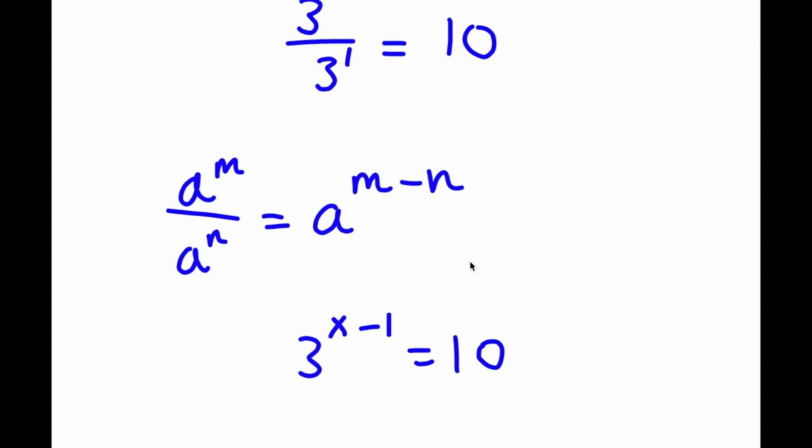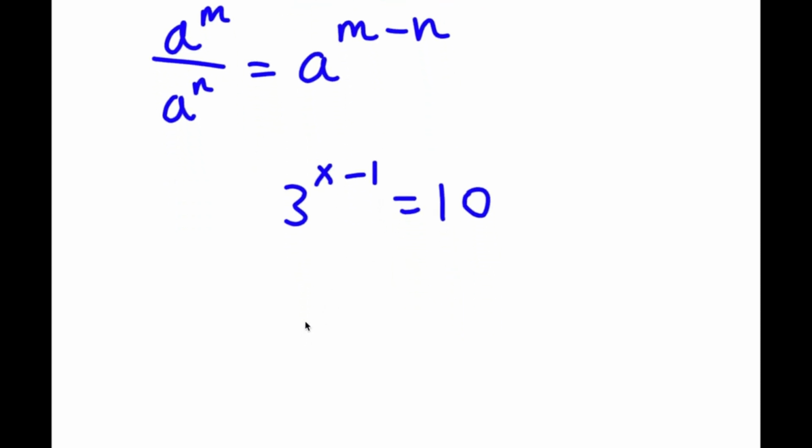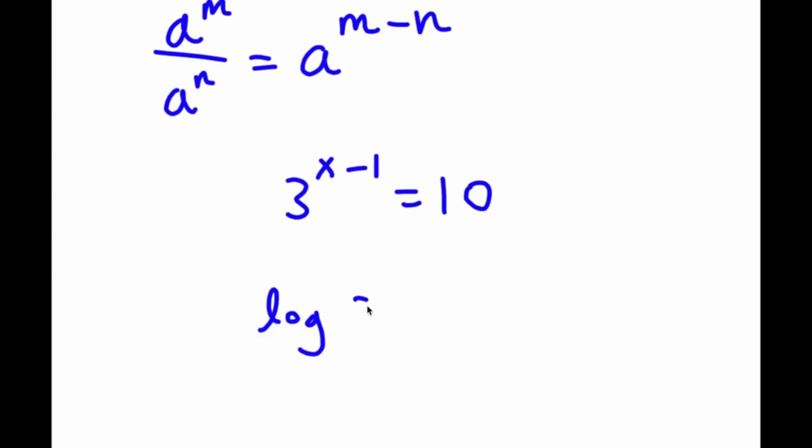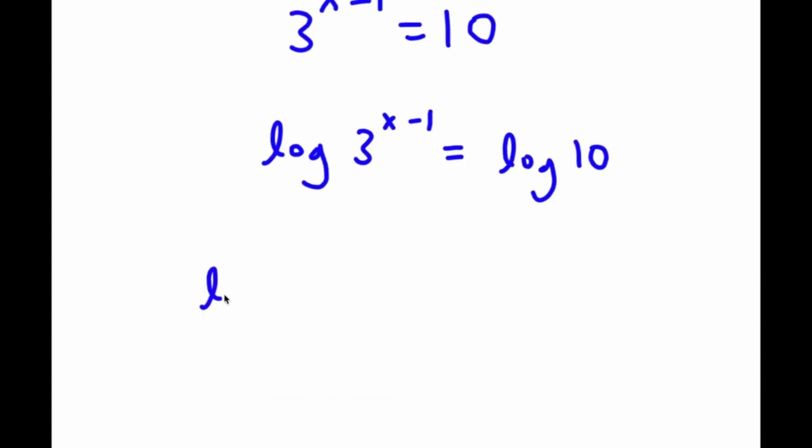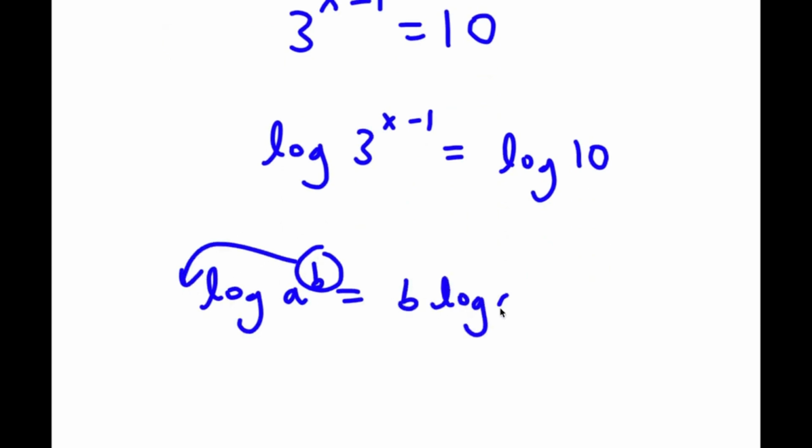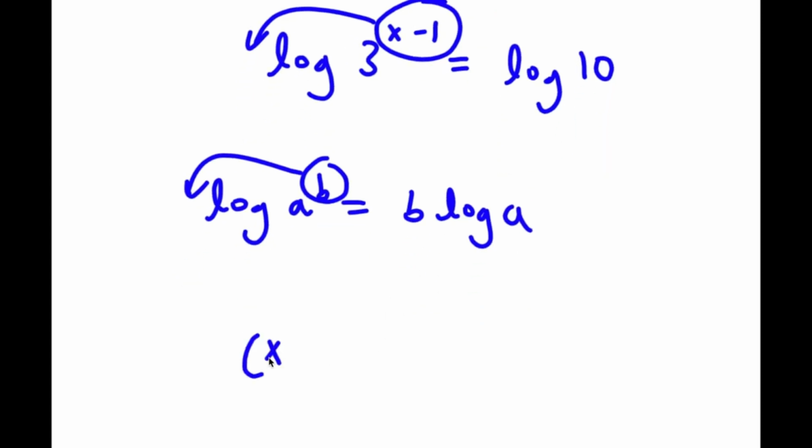Now to solve this, I'm going to take the log on both sides. So now I have log 3 to the power of x minus 1 is equal to log 10. And if I have something in the form log a to the power of b, I can simply move this exponent b to the front. So this is going to equal b times log a. So I can move x minus 1 to the front, so that's going to equal x minus 1 times log 3, which is equal to log 10.